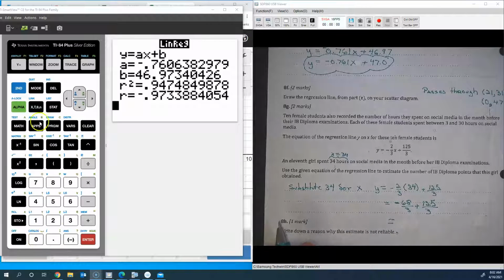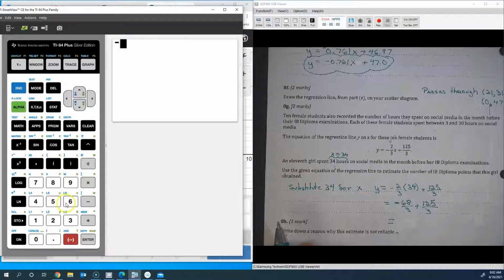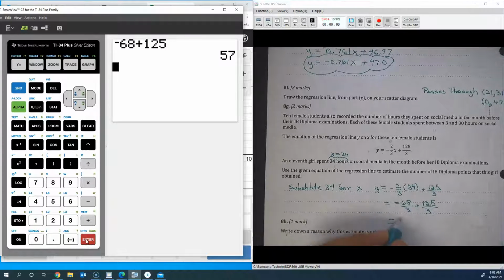Okay, so I'm going to do negative 68 plus 125. So that's positive 57 over 3. So we would predict an IB score of 19.